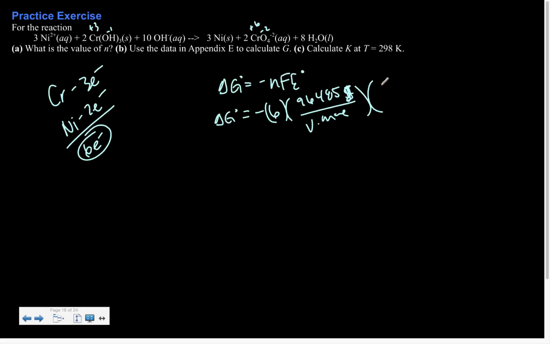So then, when we go to our table, we're looking for chromium hydroxide and chromate. So chromium hydroxide and chromate is here, right? So what do we need to do here? Right, we need to flip this, so it's going to be negative 0.337, right? And then we're looking for nickel 2, so negative 0.28, right?